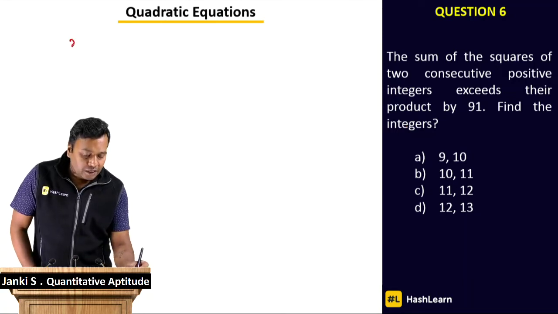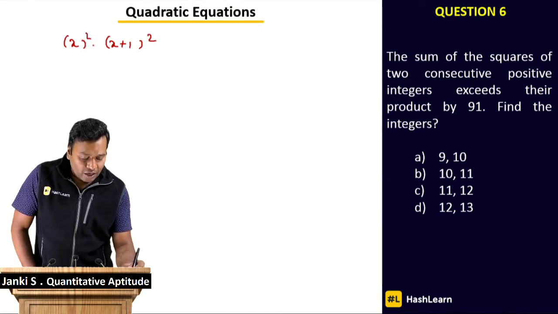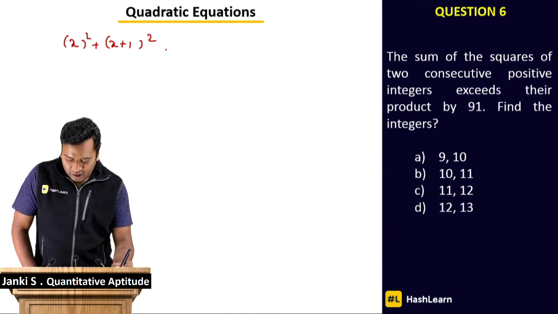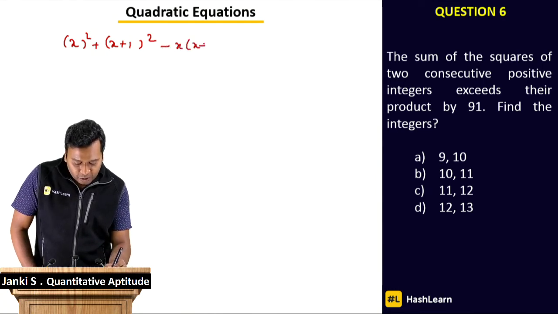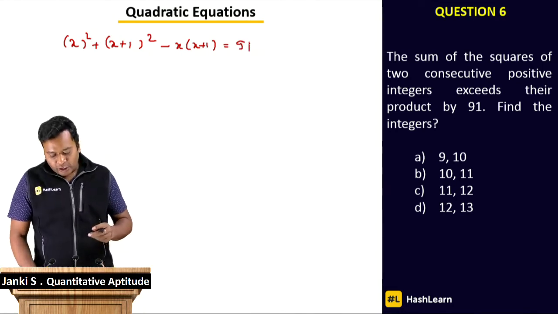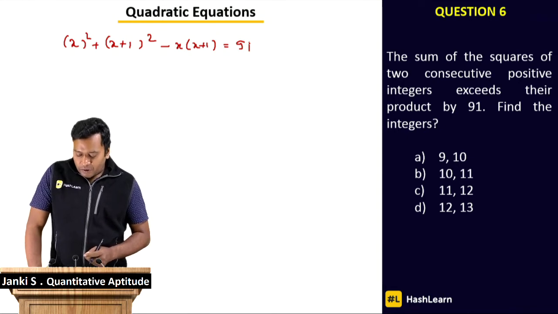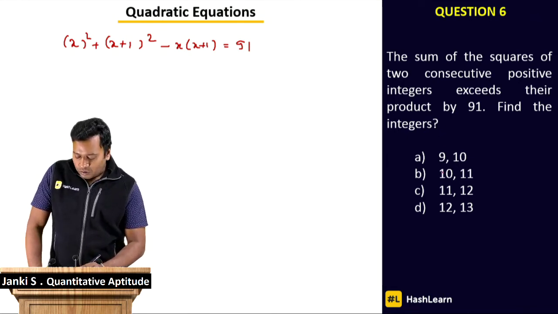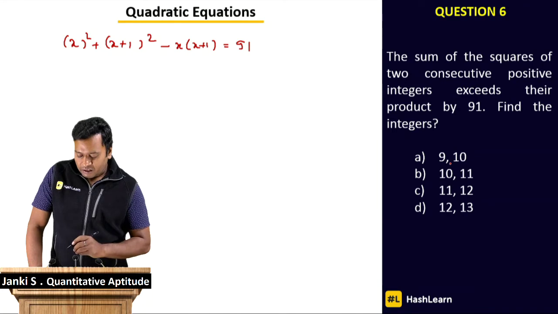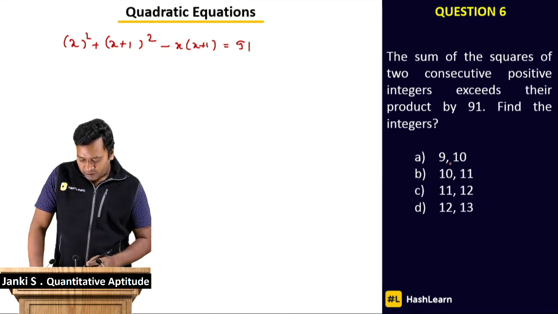So let's assume x is an integer and the next one is x plus 1. So here they're talking about the sum of squares exceeding the product, minus x into x plus 1, should be equal to 91, right? So that's my relation given here. One of the important things is, I know if I use 10 anywhere, the number will definitely end with 0, right?